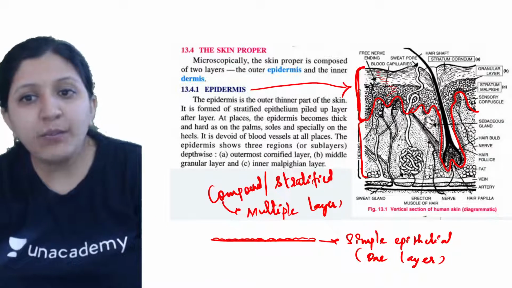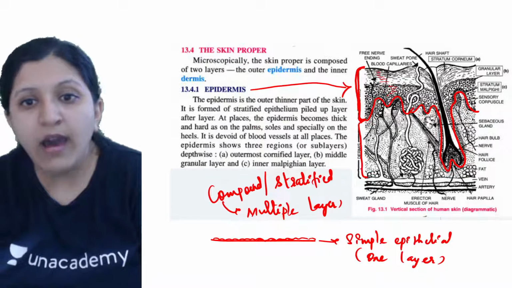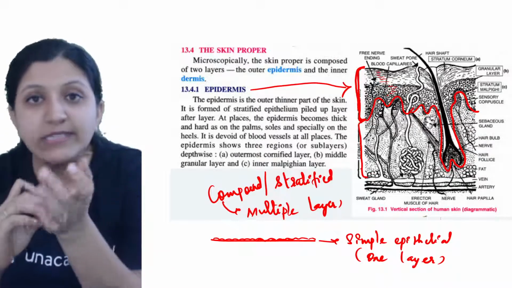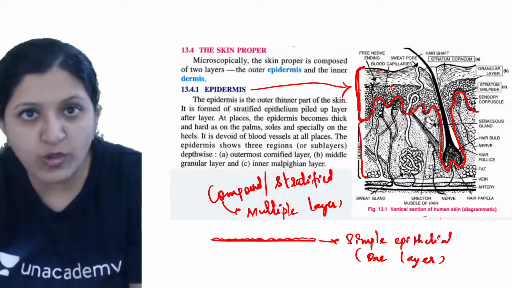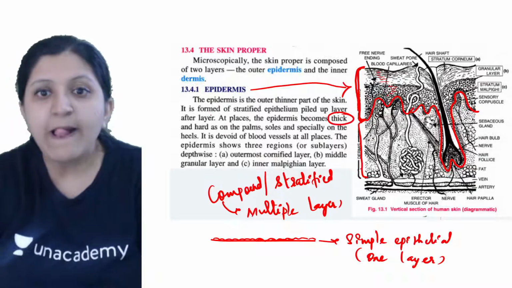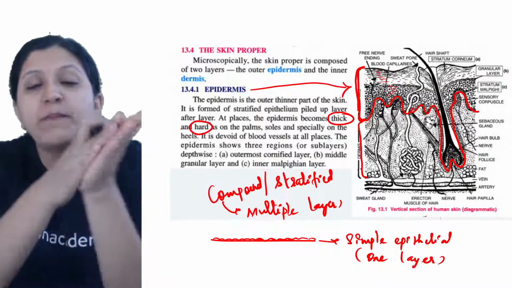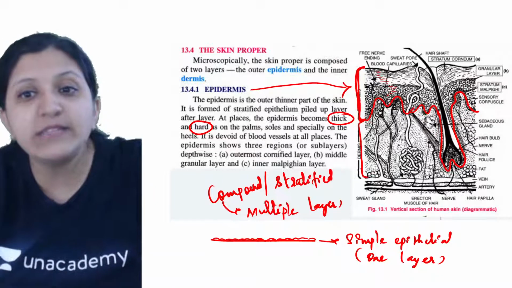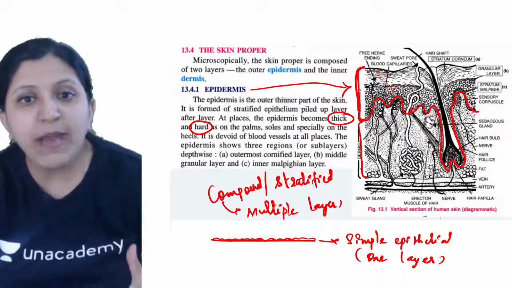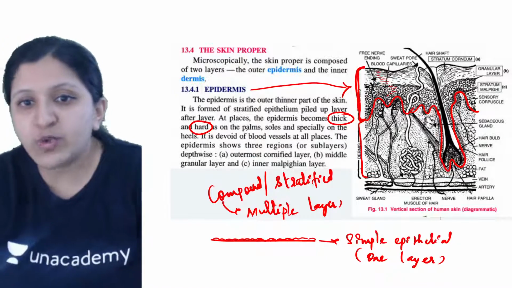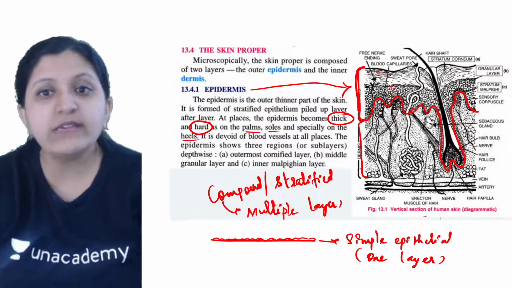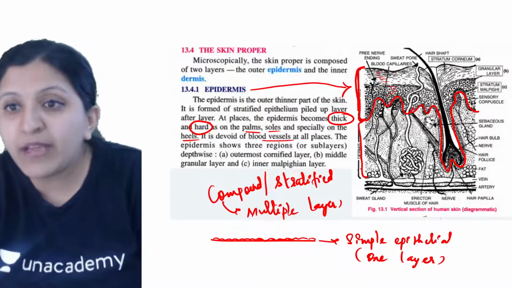Now here, at places the epidermis becomes thicker and hard, as on the palm, okay. On the palm you can see that this is the same epidermis but it is getting thicker also. You can see at places the epidermis has become thicker, and also it has become harder, on the palm and on the sole, okay. This is basically very thick and hard, because providing grip has to be done, okay. And also on the heel, especially on the heels as well. The epidermis part is devoid of blood vessels.